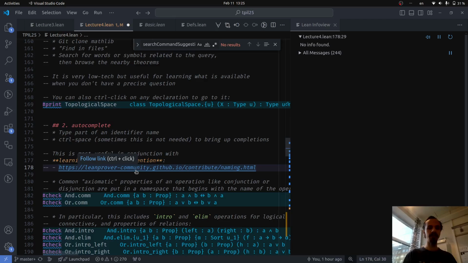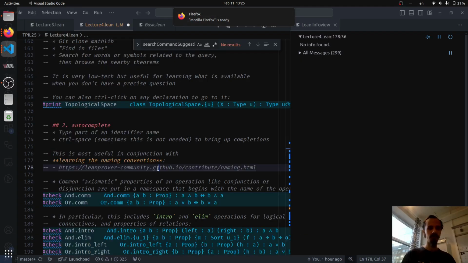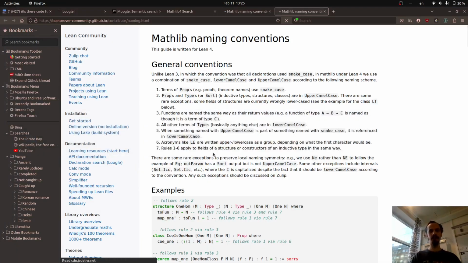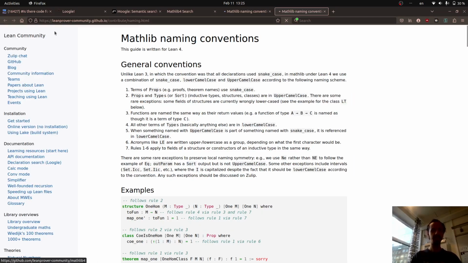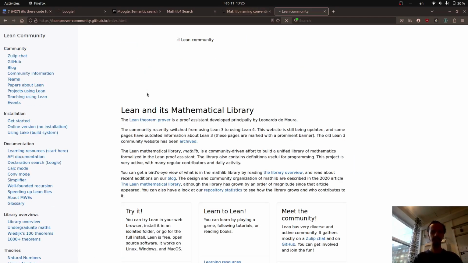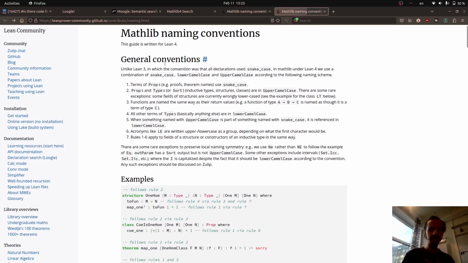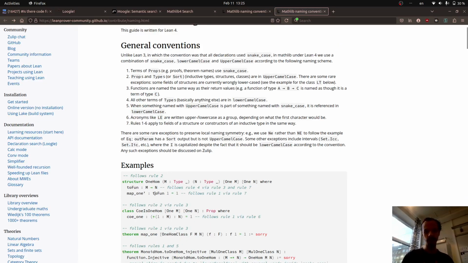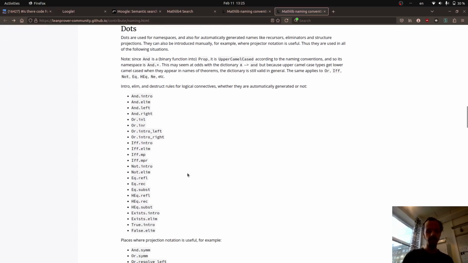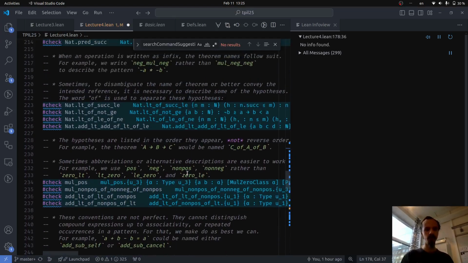First thing to know is that there is a page for mathlib naming conventions, and this basically tells you how things are named, and so I'll give you the broad strokes of that.